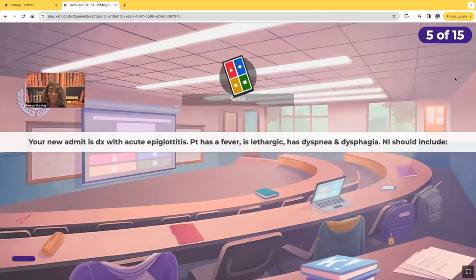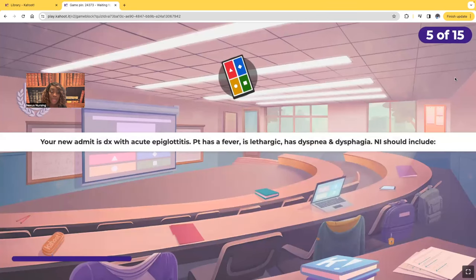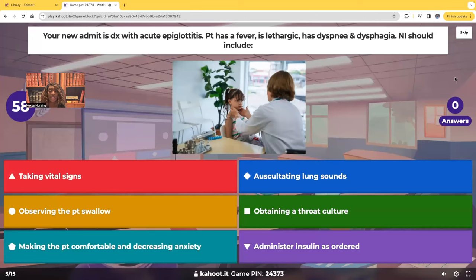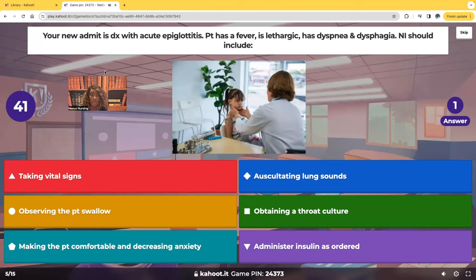All right, select all that applies. Your new admit's diagnosed with acute epiglottitis. Patient has a fever, they're lethargic, they have dyspnea and dysphagia. What nursing interventions are you going to include? Select all that applies. Take vital signs, also take lung sounds, observe the patient swallowing, obtain the throat culture, make sure the patient's comfortable by decreasing their anxiety, administering insulin as ordered.